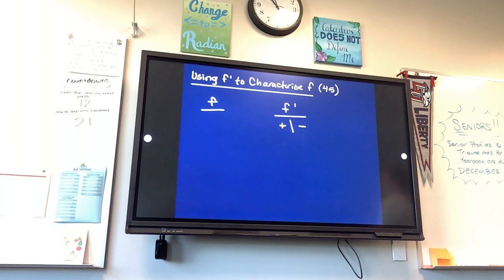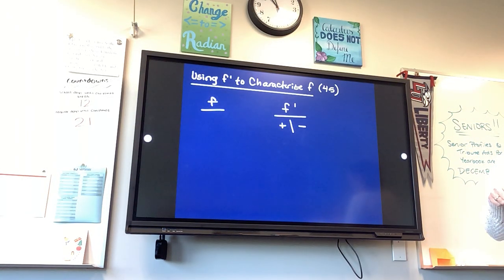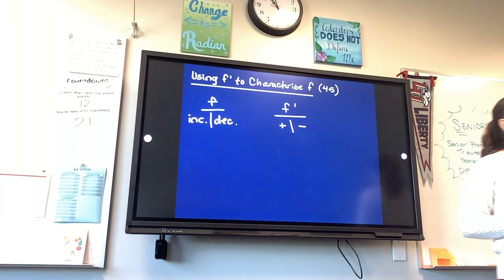What we care about with f prime, the first derivative, is whether it is positive or negative. So could you tell me what positive or negative looks like on a graph? Above and below. Okay, above and below. Positive and negative looks like that on the graph. This is going to translate to increasing and decreasing for f. So what does increasing and decreasing look like? Going up and going down.